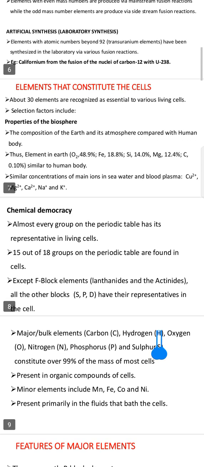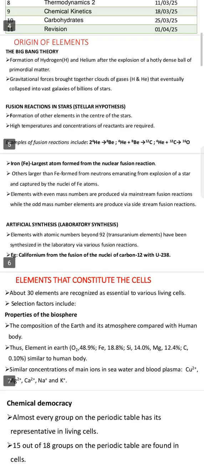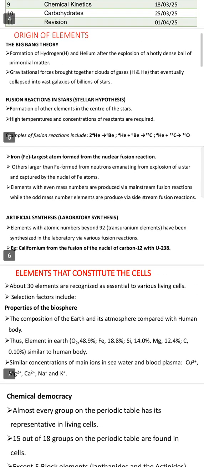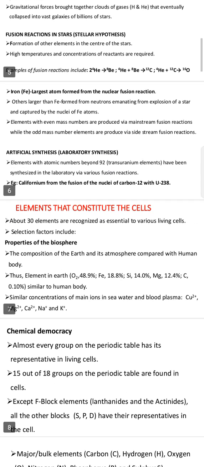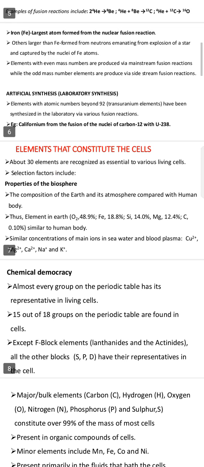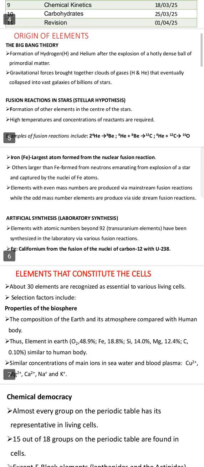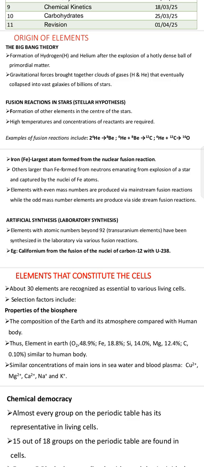So we've looked at three main theories. That's the Big Bang theory, the fusion reaction in stars, then artificial synthesis. So these were how elements were brought up. So these all constitute the origin of the elements.